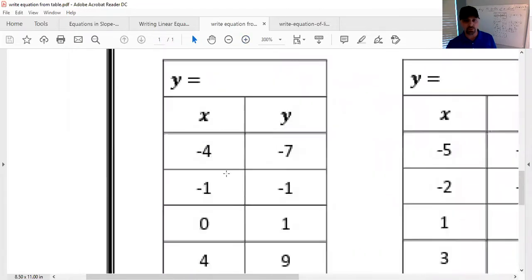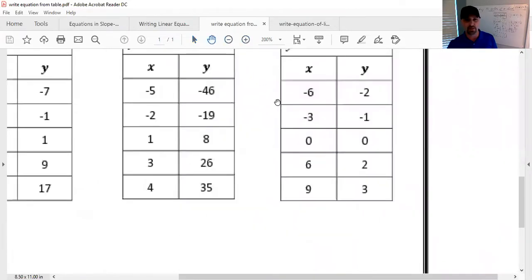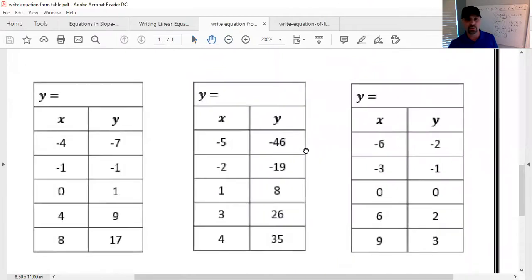Okay, this time I want you to try to do the whole thing. I want you to try to write the whole equation for me. Reminder, you're going to start by finding the slope. Once you know the slope, then go ahead and solve for B using one of the points. Okay, good luck. Come back and we will go over it.